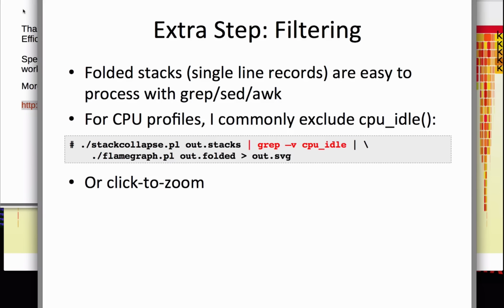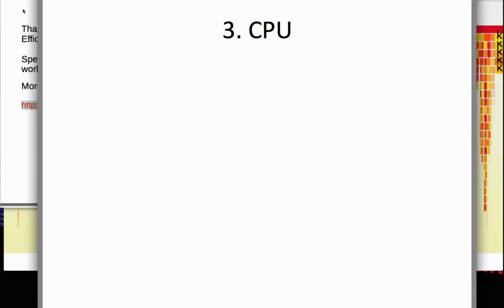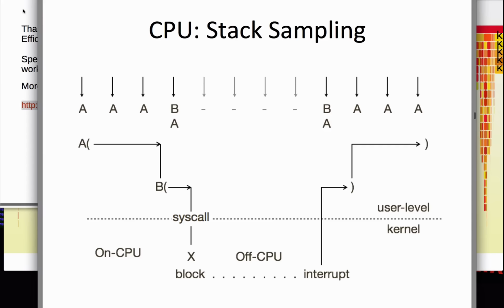I demoed filtering already. CPU flame graphs. So that's what I've just been demoing, where I'm profiling the CPU just to visualize what's going on. A's on CPU, I sample the stack. As A runs B, I sample the stacks, now B and A. When I block, we're not sampling anything. It would be neat if we could.